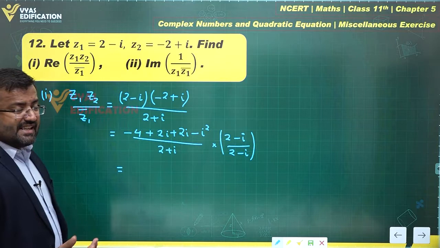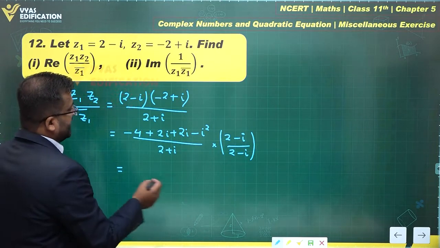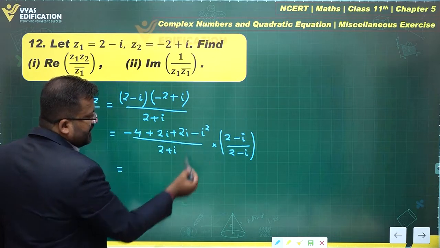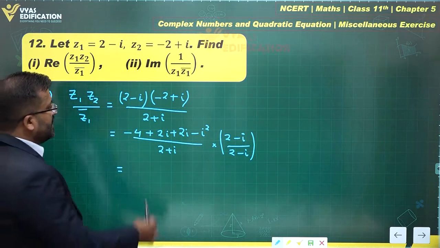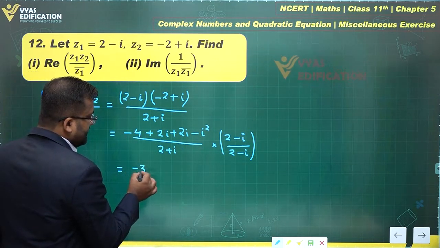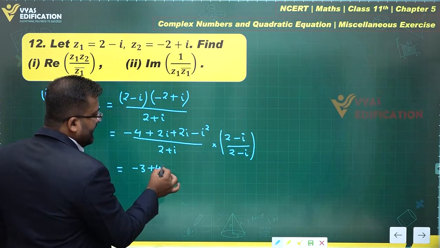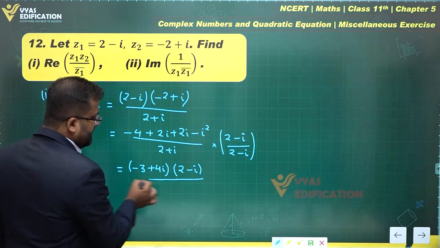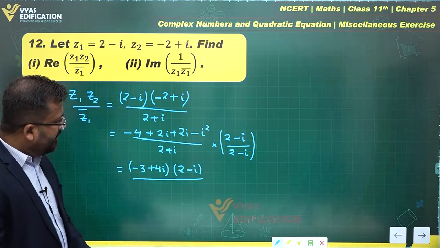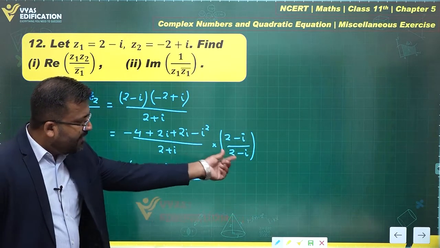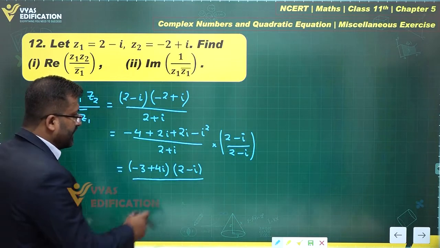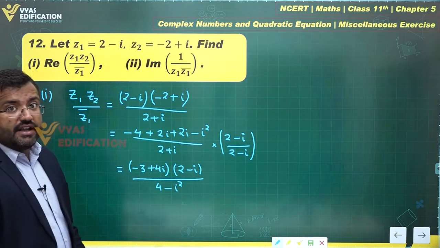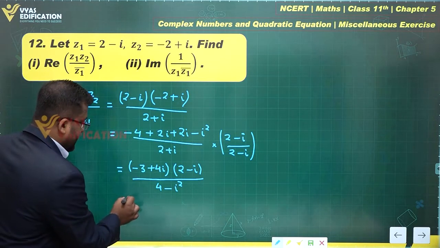So on getting this expression, let's take a look at this. This is minus 4 and this becomes minus of minus 1, which is plus 1. So minus 4 plus 1 would be minus 3 plus 4i in the numerator, the first term. The second term would be 2 minus i, as you can observe over there. In the denominator, you get a plus b, a minus b, which will be a square minus b square. That is 2 square, 4, minus i square. That's what you will be getting, right? Let's simplify this further.